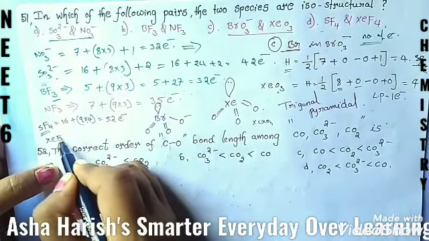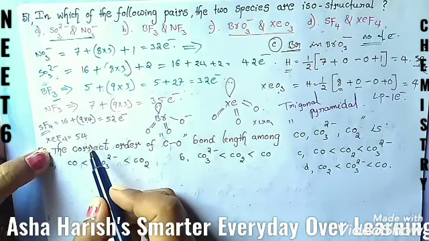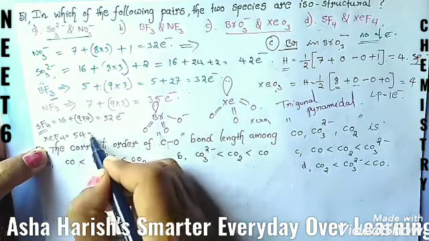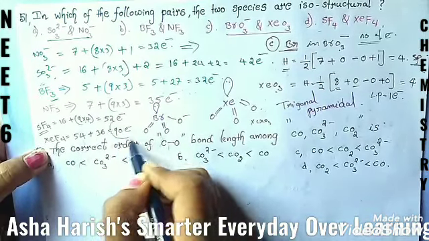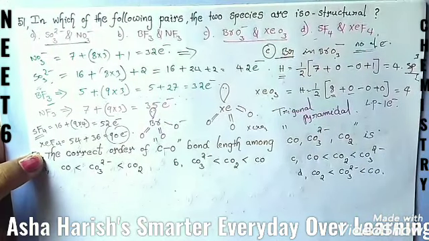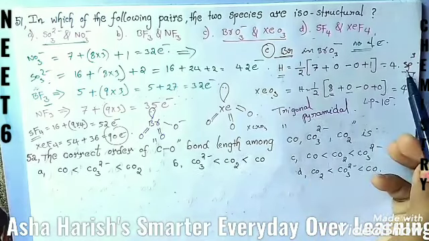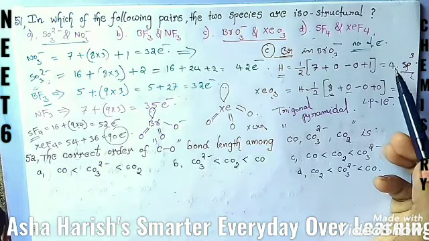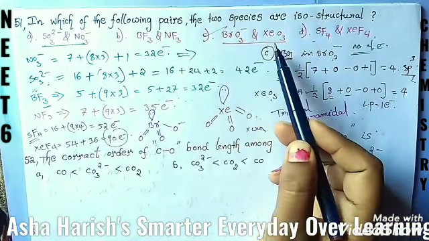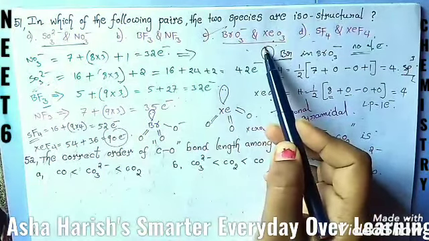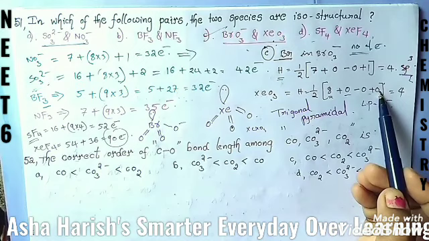Here for XeF4 also, I'm going to write xenon, atomic number 54, so the number of electrons is 54 plus the same 36, then 90 electrons we have. And in the following pair, the two species are isostructural, meaning they have the same structure and the same type of hybridization of the central atom. Then which one is the correct one we need to select? That is option C, BrO3 minus and XeO3. These two have the same structure like this and the same type of hybridization of the central atom.